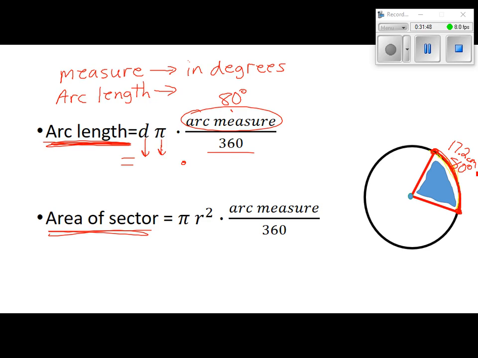To find the area of the piece of pie, we do sort of the same thing. Just take pi times the radius squared, whatever the radius is, and we times that by the arc measure, which again is like 80 degrees, 70 degrees, 60 degrees, whatever it happens to be. Then hit divided by 360 on our calculator. And that's going to tell us how much area is in that piece of the pie.